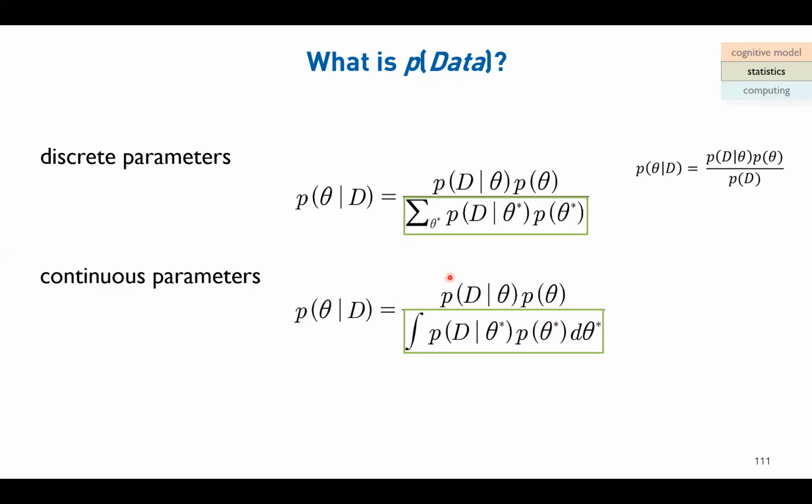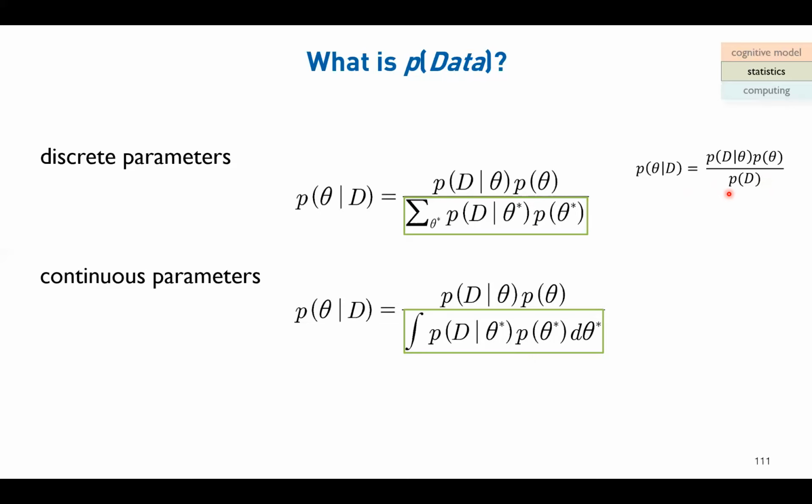And the purpose, let me just repeat, the purpose of P of data, the denominator, is to normalize the entire formula. So here the likelihood is not a probability. Here the P of theta is a probability. And the multiplication in this case is not a probability, but the left-hand side is a probability. So how to make sure they correspond? We have to normalize the right-hand side by dividing by the P of data, okay?